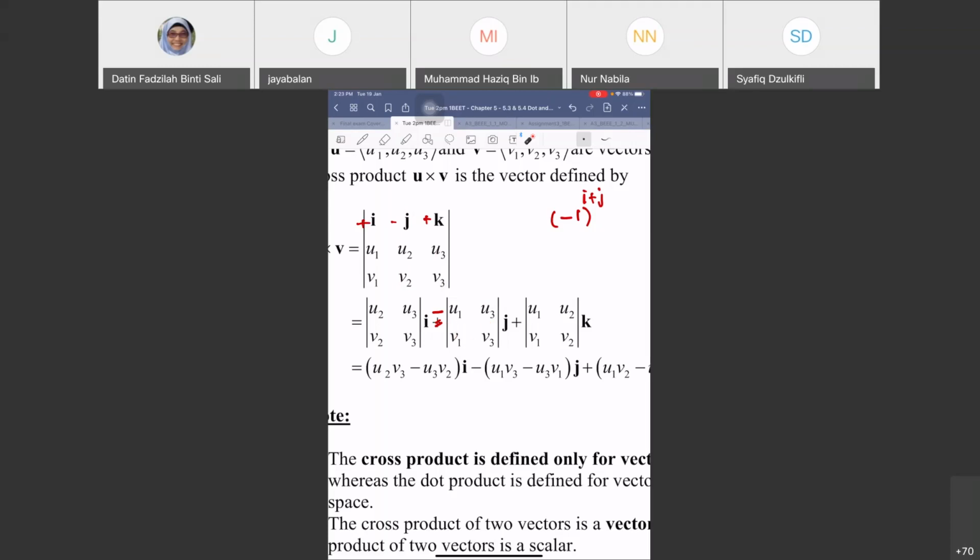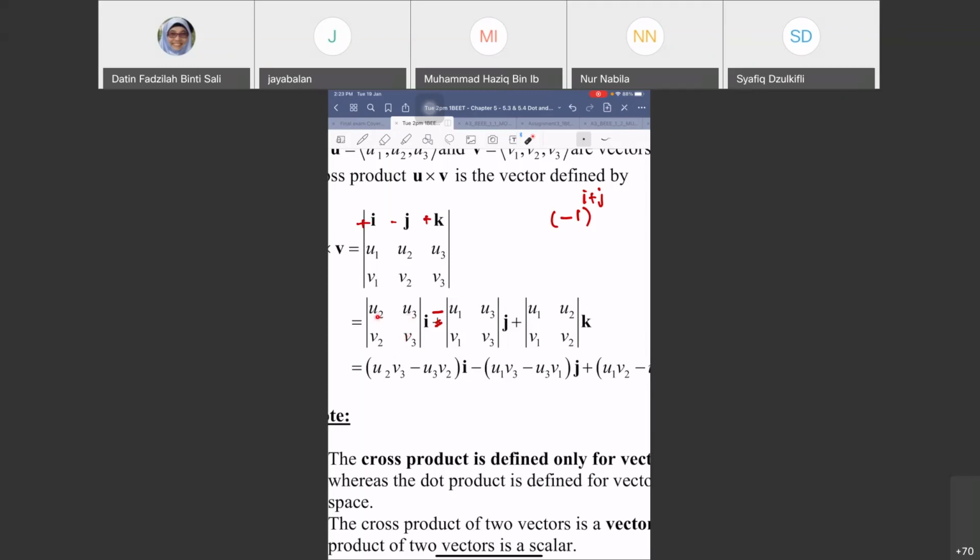And then lastly, followed by plus K, and then times the determinant of this 2 by 2. This 2 by 2 you get when you just delete the last column, that is column K. So then you have your U1, U2, V1, V2. And then after that, it is actually finding the determinant of 2 by 2. So when finding the determinant of 2 by 2, again, make sure you do it correctly.